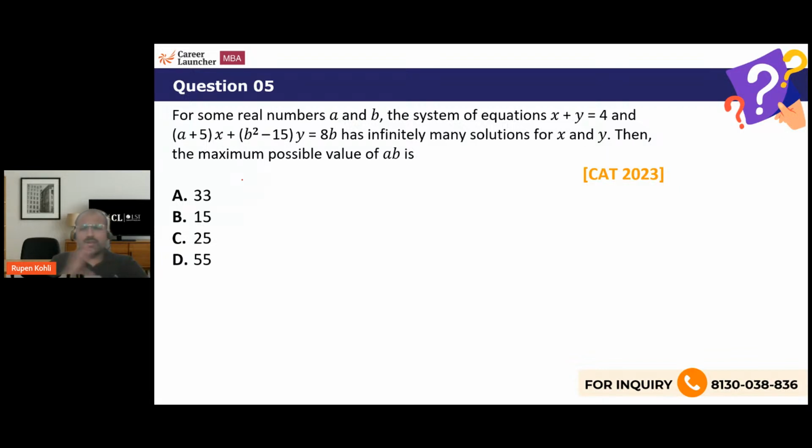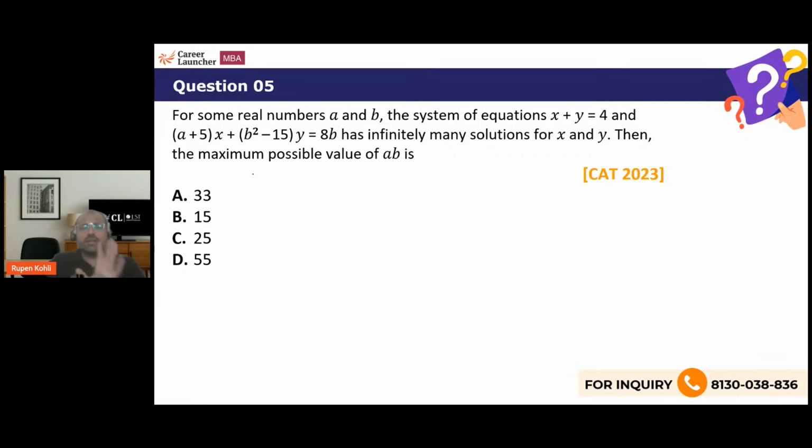So complex equations, lots of variables, coefficients are in terms of squares, but don't worry, just follow along. It has infinitely many solutions. So we know infinitely many solutions means the ratio of coefficients is the same and also equals the ratio of the constant terms. Then the maximum possible value of a into b is? So the question suggests that there should be multiple possibilities for the values of a and b from this condition. Find all those combinations, and search for the one where a into b is maximum.